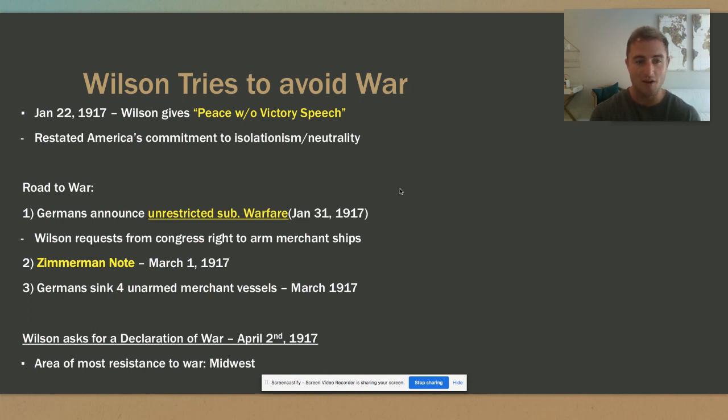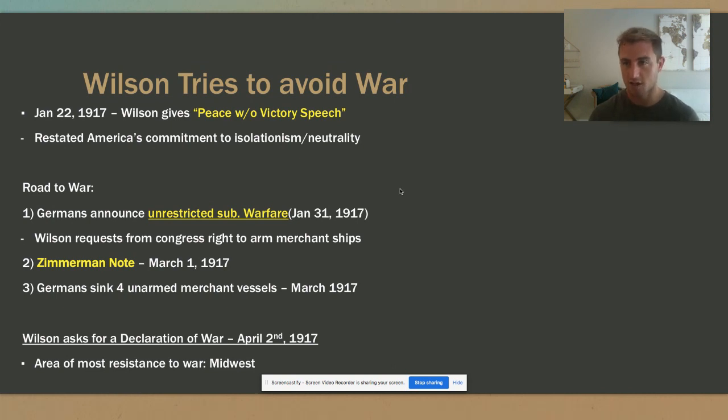Then the Zimmermann note comes about, where Arthur Zimmermann, the German diplomat, is going to send a telegram to Mexico, saying that if the United States did join the war, and if Mexico came in and fought on the side of the Germans, then after the war, the Germans would help the Mexicans recover land lost to them in the Mexican-American War. This will not fly with the United States, and Wilson is going to ask for war on April 2nd, 1917.